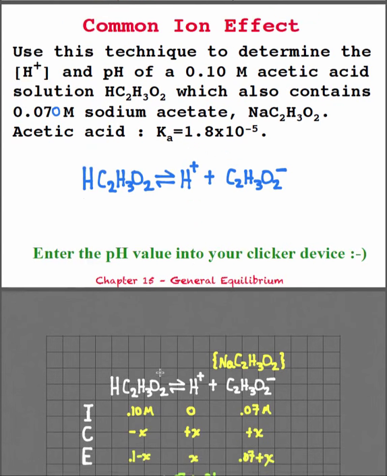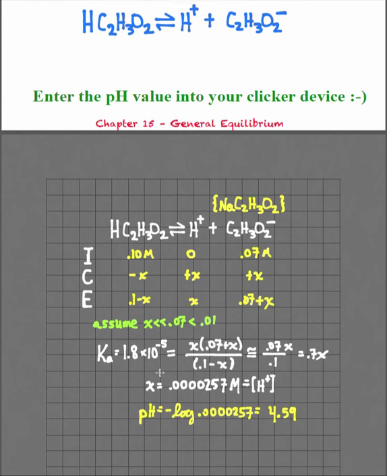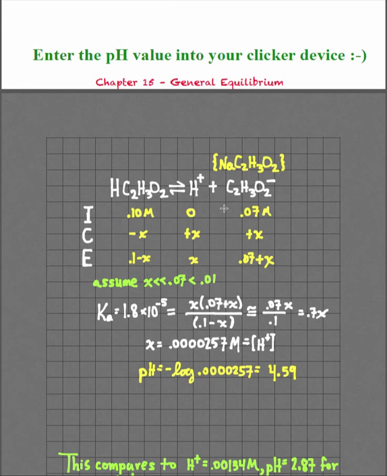But if that's not the case, then we need to make an adjustment. The adjustment is to put 0.07 molar here instead of 0. So this goes up a little bit, just as this goes up a little bit from 0 to something. This goes up and this goes up by the same amount, and this goes down by that same amount. Assuming x is small, we assume 0.07 plus x and 0.1 minus x are very close to 0.07 and 0.1. What's 0.000257 divided by 0.1? That's still a small percent dissociation.